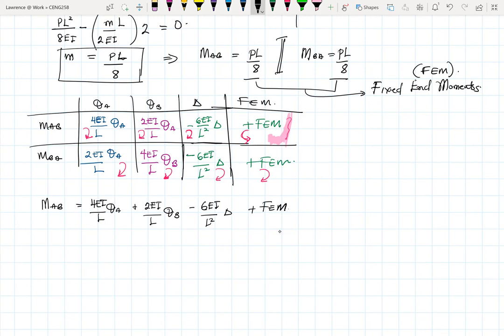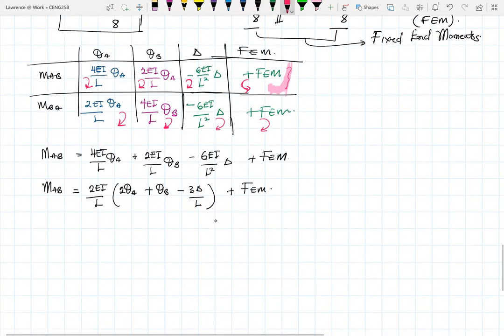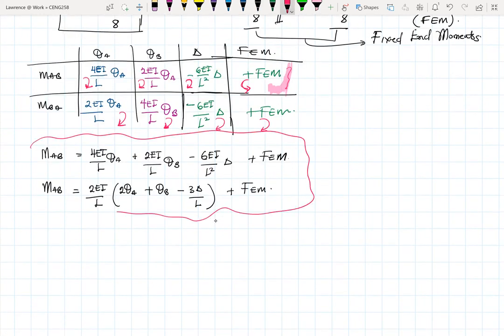If I bring out 2EI over L, this becomes 2 theta A plus theta B for the MAB. So this is for the MAB.